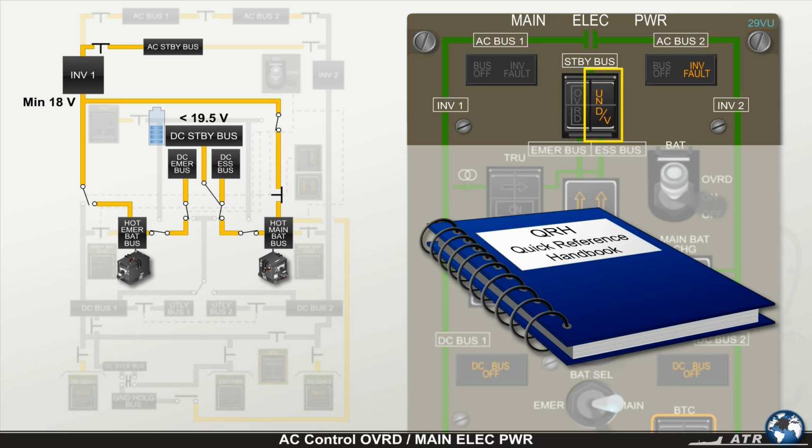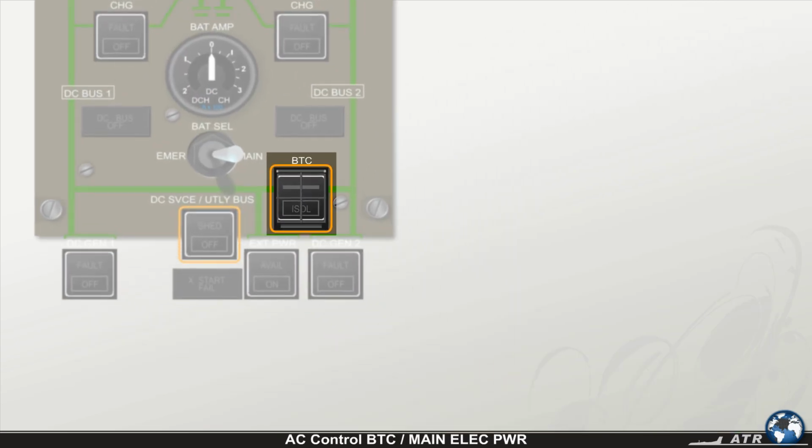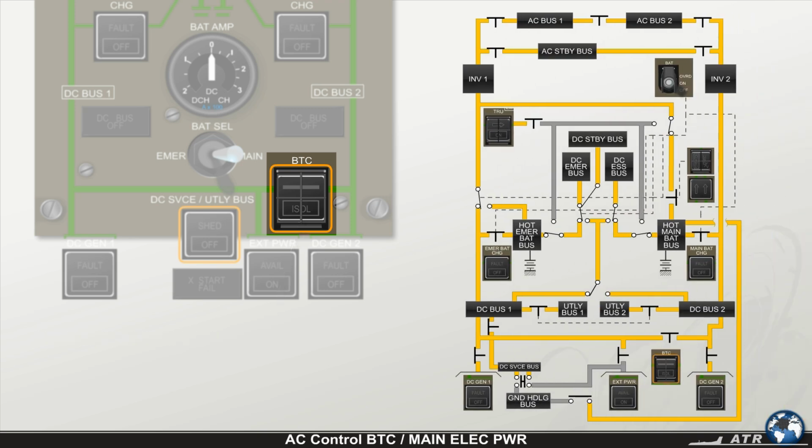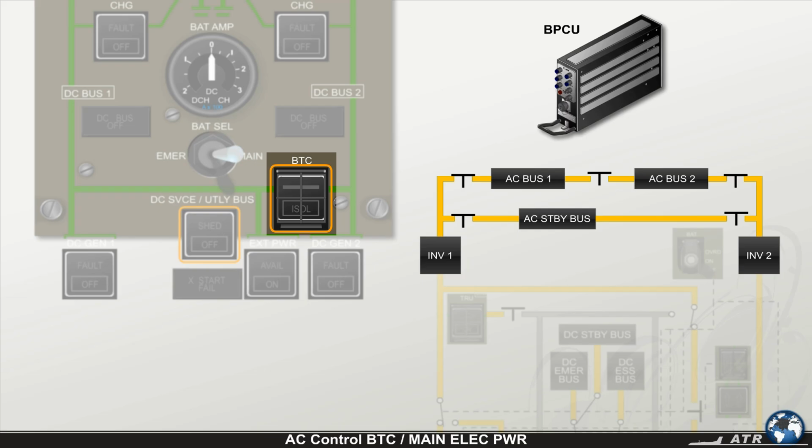If required by the QRH checklist concerning this situation, you're allowed to open the spring-loaded guard and depress the override push button. The guarded bus tie contactor push button is responsible for the control of the AC bus tie relays. In its normal released position, the bus tie contactor push button allows the bus power control unit to automatically control the position of the AC bus tie relays according to the actual electrical situation.